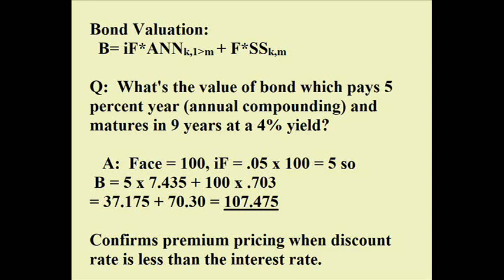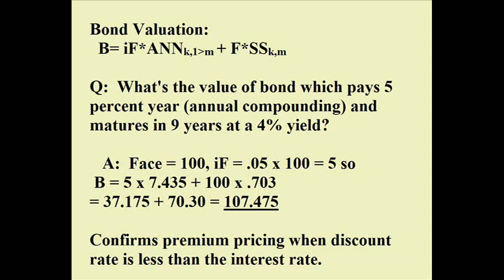In the real world, it's twice a year, half the amount, close enough for government work. But in any case, it'll mature in 9 years. We want a 4% yield. By the way, think about it. If you have a bond that pays 5 and you only want 4, probably should be worth more. We'll see.